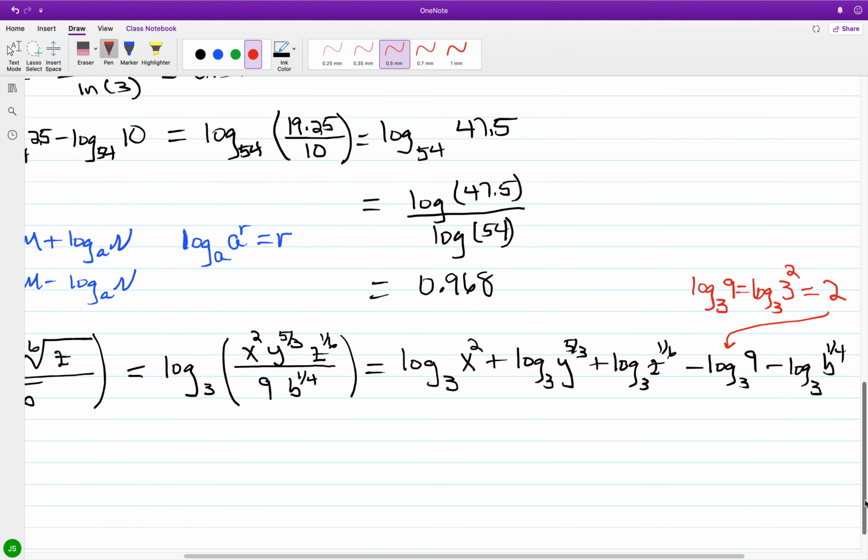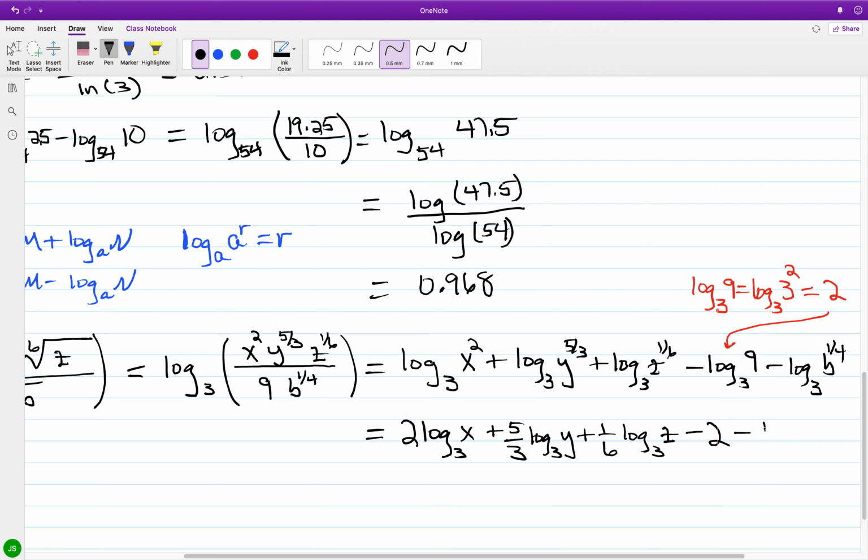And for the final answer that we have in problem number 7, we have 2 times the base 3 logarithm of x, plus 5/3 of the base 3 logarithm of y, plus 1/6 of the base 3 logarithm of z, and again minus 2, and minus 1/4 of the base 3 logarithm of b. And that will be the final answer in this one.